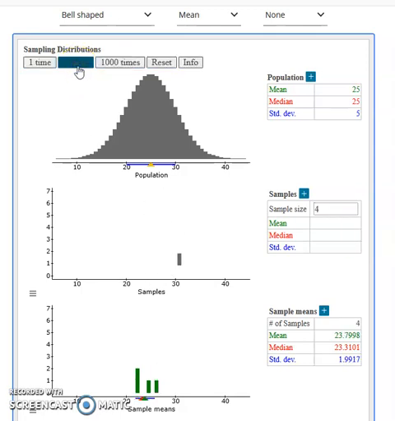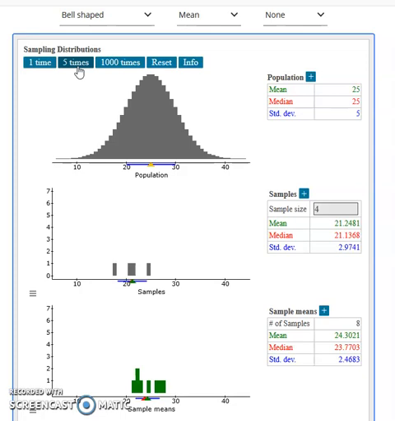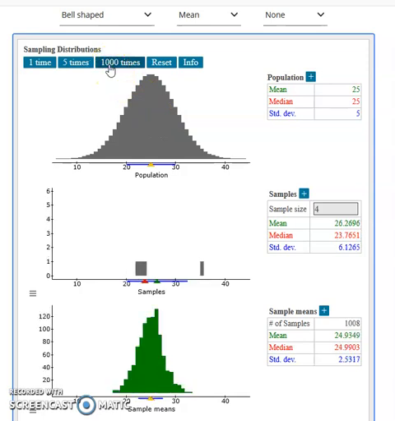So we repeatedly take samples of 4 at random, calculate the mean, and record that, and we want to see how those are distributed. Now notice our sample means down at the bottom of the screen are a little denser than the distribution itself was. I'm going to do that 1,000 times. Boom. 1,000 more times.